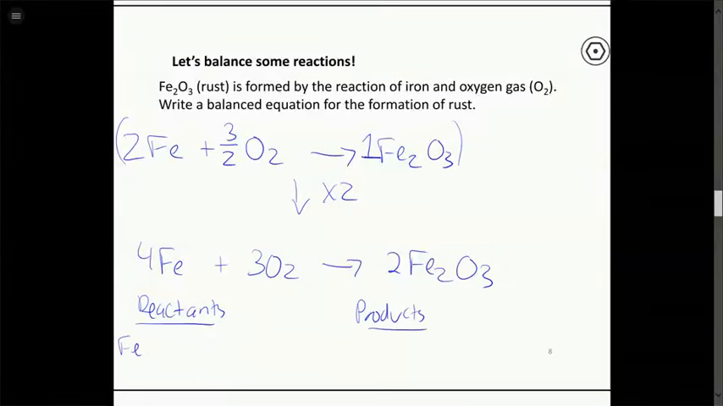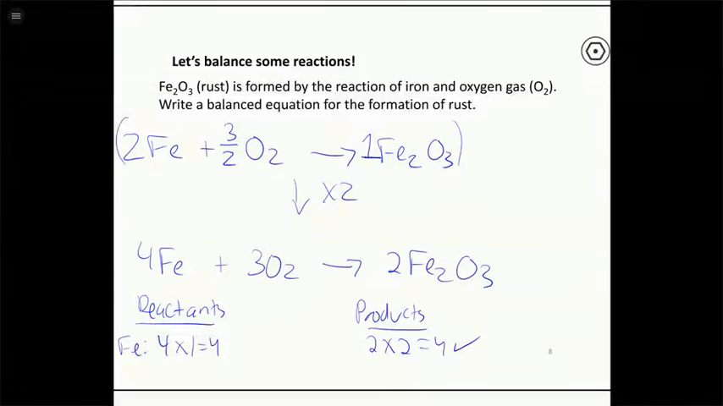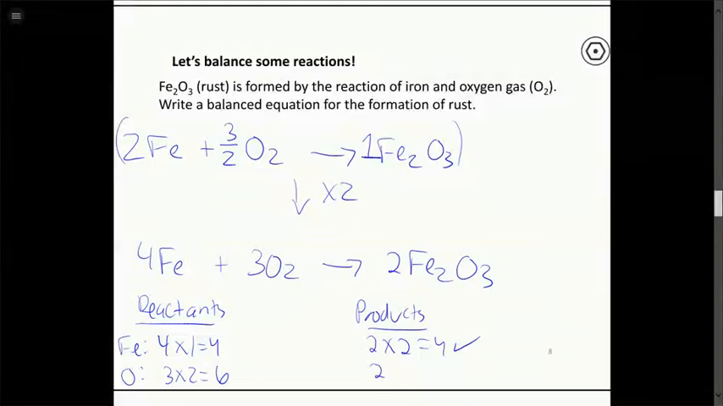So for iron, we have 4 irons, each with 1 atom in it. It's going to be 4. And on the product side, we have 2 Fe2O3s. Each has 2 irons, and so again, the total is 4. All right, so coefficient times the subscript tells you the total number of iron atoms that are in there. And then for oxygen, we have 3 O2s, each with 2, and that gives us a total of 6. And then on the product side, we have, again, 2 moles of product, each with 3 oxygens. That also balances out to 6. All right, so this one was not too terribly difficult either, but again, we had to double the coefficients if we want to get them into whole numbers, which we'll usually ask you to do.